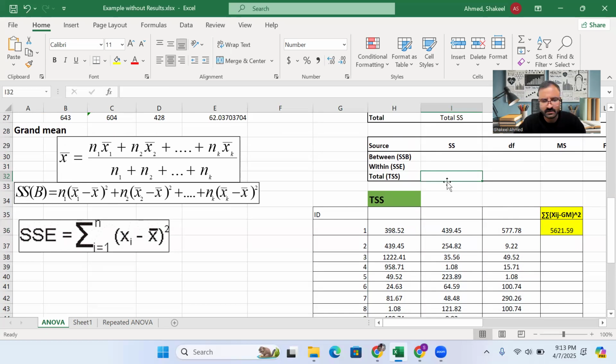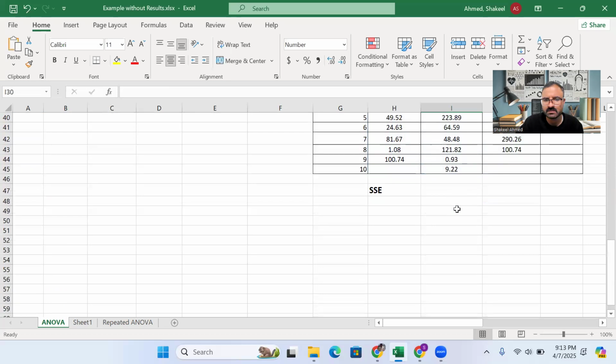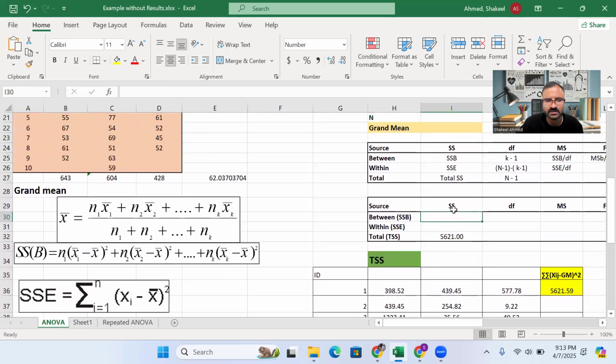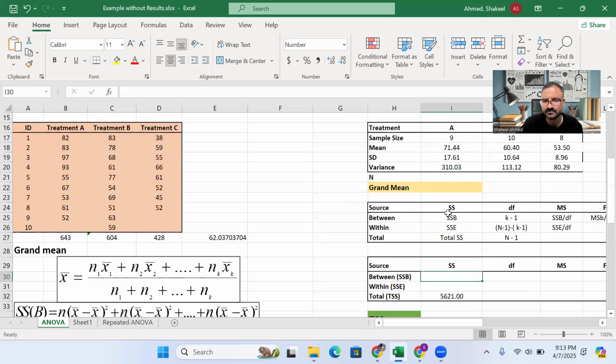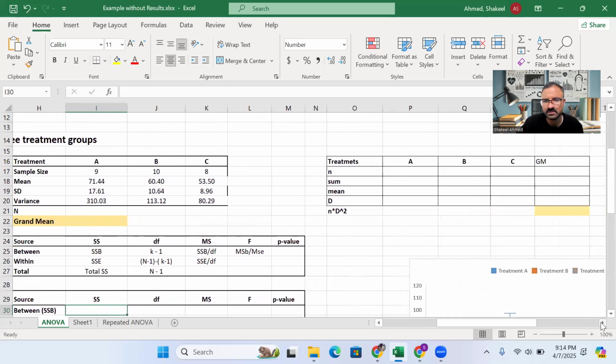You can just write here 5, 6, 2, 1. And then we can find the between sum of square, or that is called the treatment sum of square as well. So how we will find the between sum of square? So we have the mean for each group. These are the means, and we can just find the between sum of square here as well.